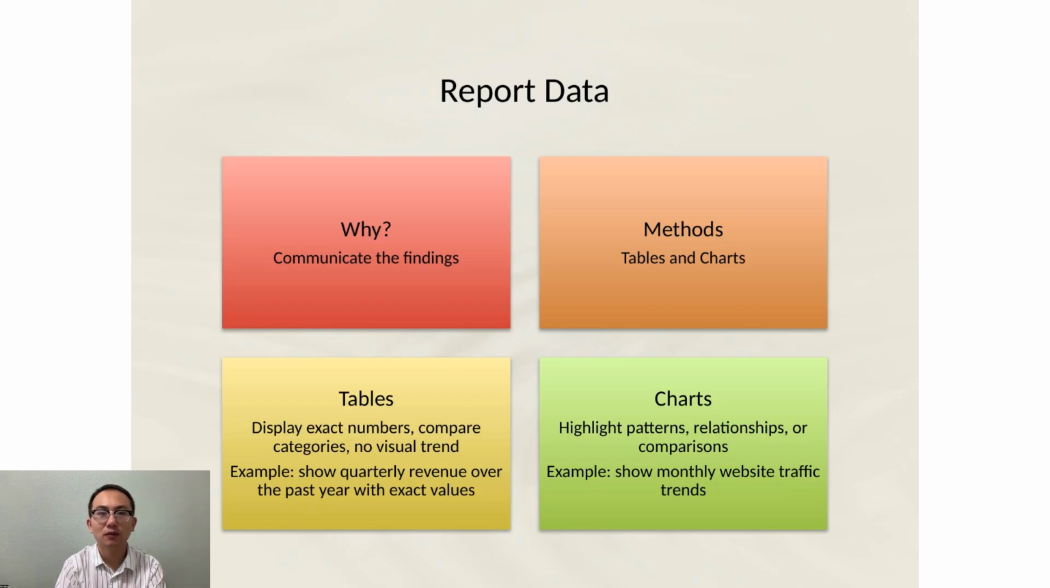For example, you can use a line chart to show a trend over time, like monthly web traffic, and you can use a scatter plot to show how two variables relate, like advertising spend and sales.